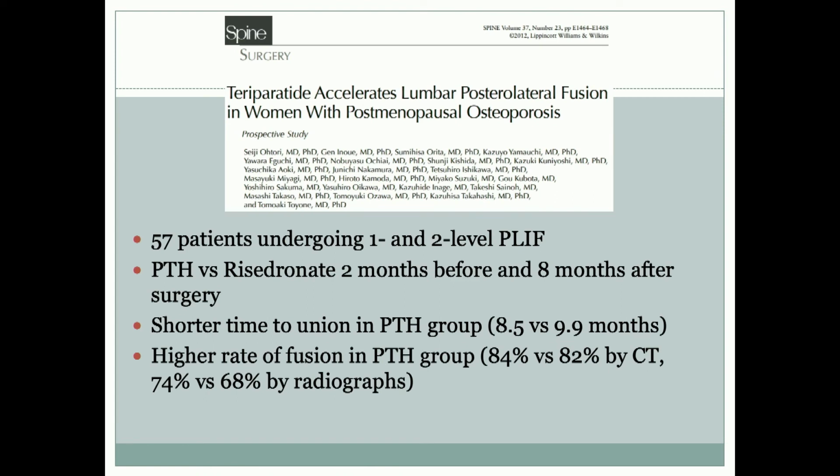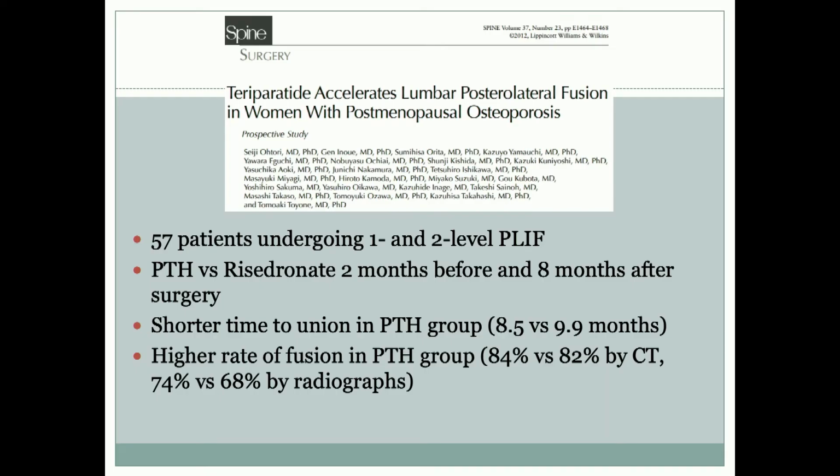So this was actually the first randomized prospective study out of Japan. They looked at the effect of PTH in patients undergoing 1 and 2 level fusions for degenerative spondylolisthesis. Patients were randomized to PTH versus risedronate for a total of 10 months. So they were started on Forteo 2 months before surgery and maintained on it 8 months after surgery. They reported a faster time to union in the PTH group by about 2 months and a higher rate of fusion in the PTH group, both by CT and radiographs.